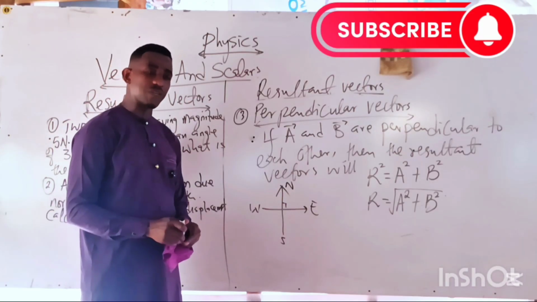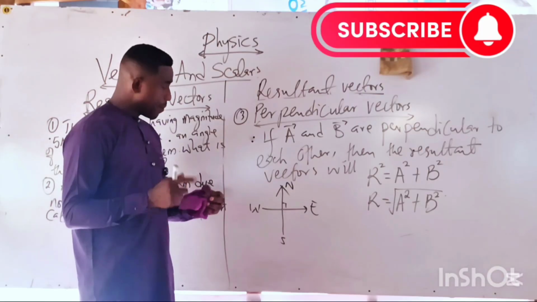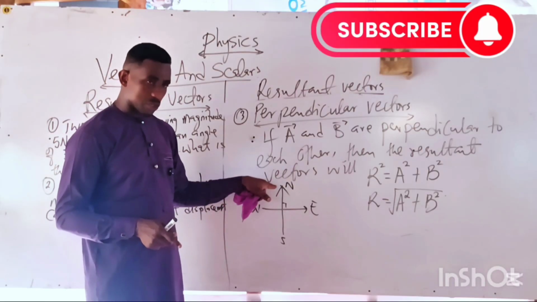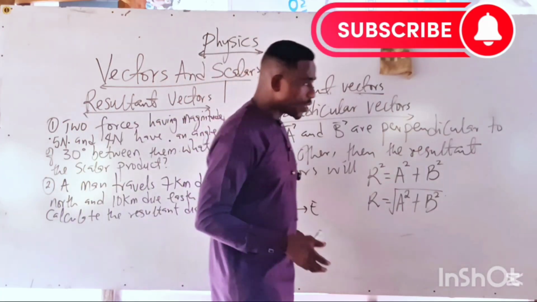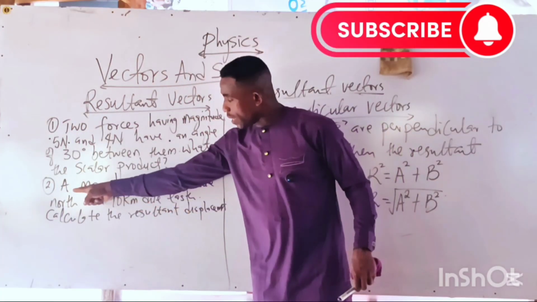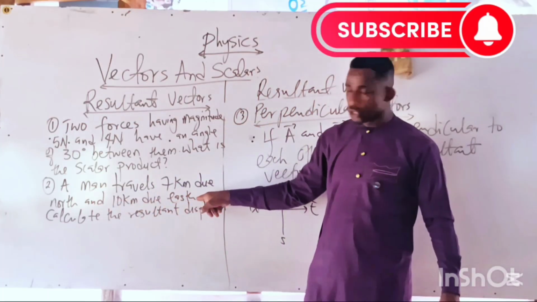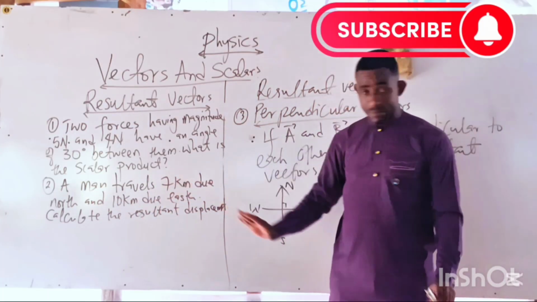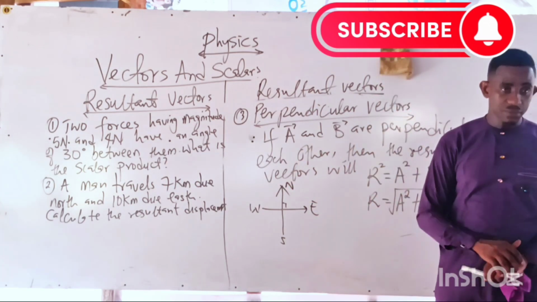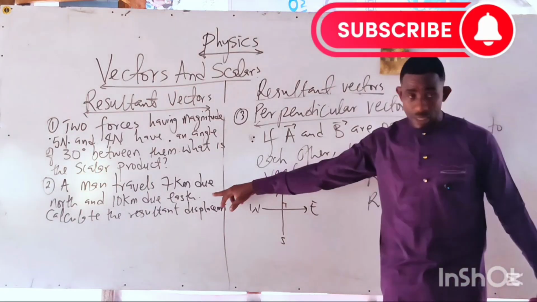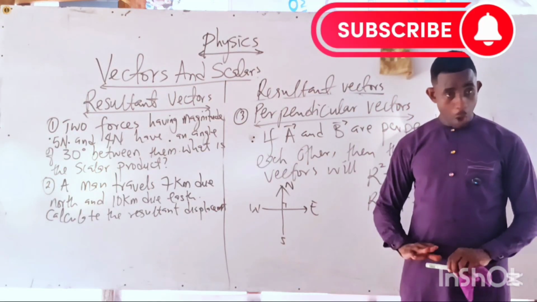If they want to give you a question on perpendicular vectors, they will say a man travels due north and then due east. This will enable us to solve the second question: a man travels 7 kilometers due north and 10 kilometers due east. Have you seen that this question can be easily solved now? We are going to take this question as an instance of what we are going to do right now. I hope it's clear.